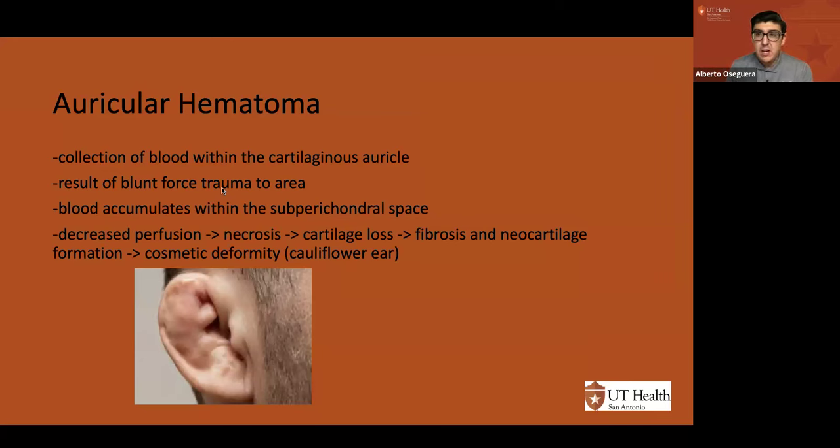Auricular hematoma and cauliflower ear are not the same thing. They're not interchangeable. Cauliflower ear is the sequela of an auricular hematoma that goes untreated. And that is usually from decreased perfusion, which will lead to necrosis that then leads to cartilage loss. And then you get fibrosis, granulation tissue formation, and then, again, this cosmetic deformity.